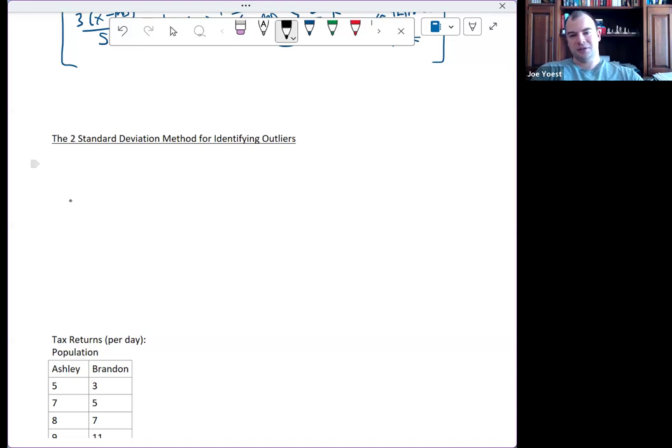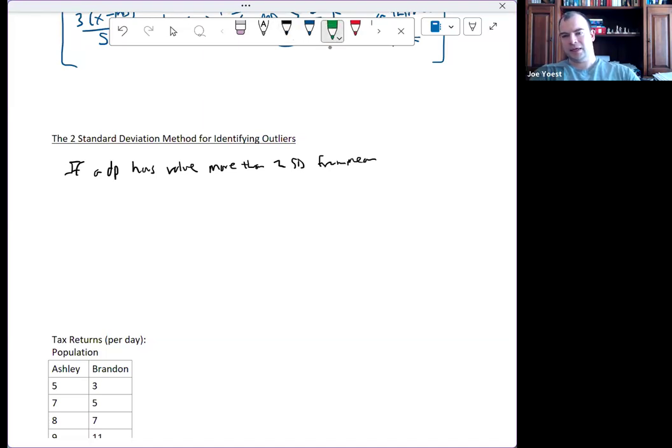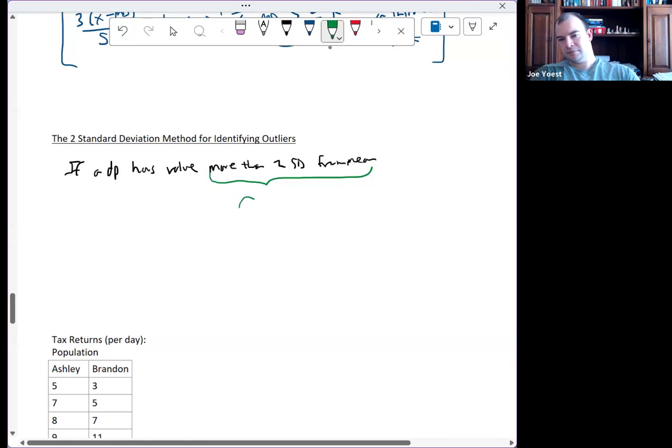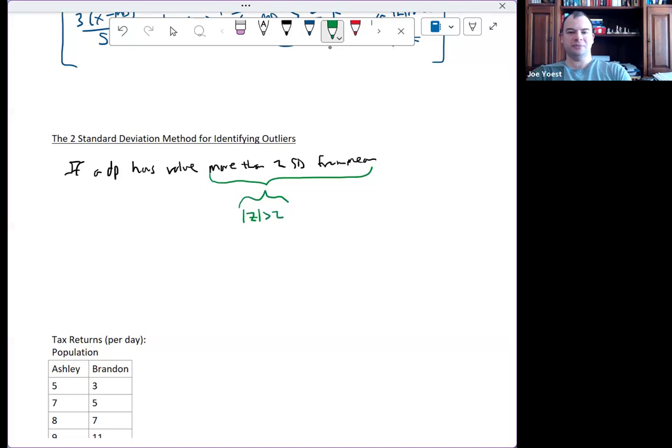And the idea is this: if a data point has a value more than 2 standard deviations from the mean, aka has a z-score bigger than 2 in absolute value, either z is less than -2 or bigger than +2, then it is an outlier.